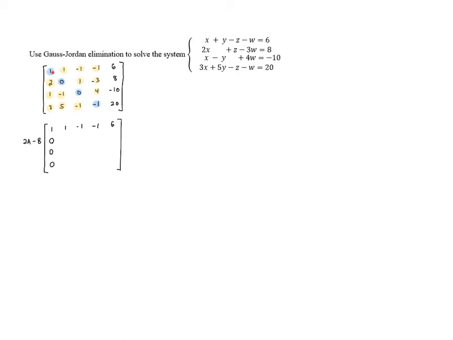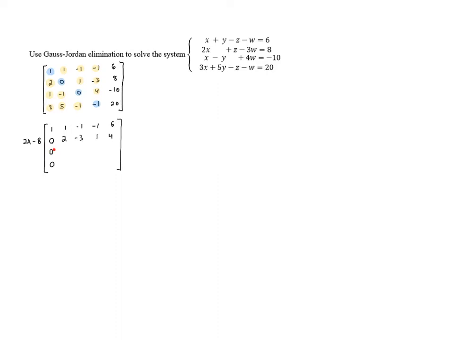When we do that, 2 times 1 is 2, and 2 minus 2 is 0. In the next column, 2 times 1 is 2, and 2 minus 0 is 2. Then 2 times negative 1 is negative 2, and negative 2 minus 1 is negative 3. In the next column, 2 times negative 1 is negative 2, and negative 2 minus negative 3 is the same as negative 2 plus 3, which gives us 1. And then in the last column, 2 times 6 is 12, and 12 minus 8 is 4.